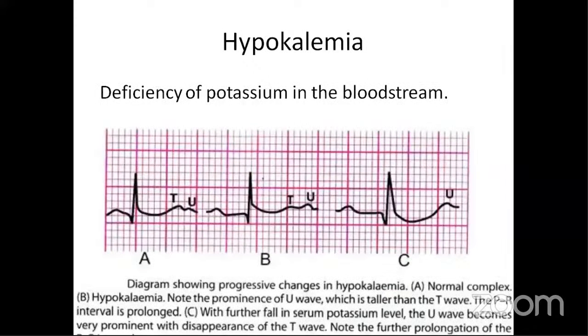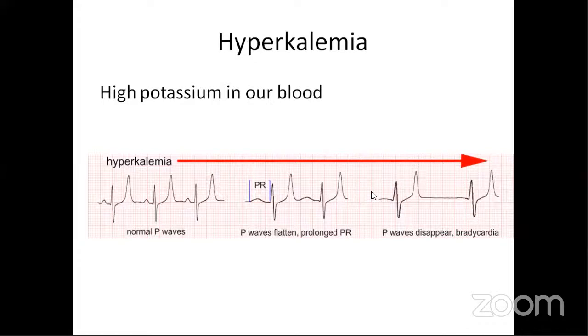So see, this is actually a normal waveform, and if a person is having hyperkalemia, we could see an ECG waveform like this. The P waves flatten, and the interval extends for a longer period than the normal one.